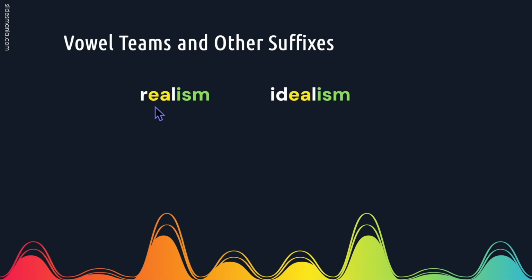Now, if we have another vowel before the A and the L at the end of a root, then we have a vowel team. And so the AL will not have a muffled sound. For example, this root right here is real, with the EA saying E. So we have the root real, and we add our suffix ism, realism, idealism.